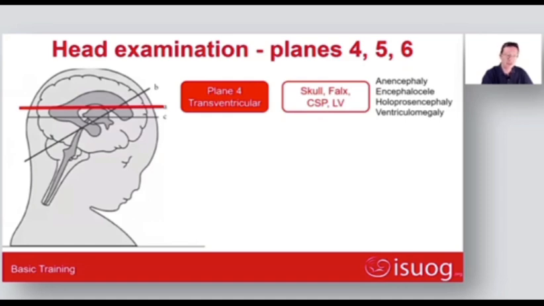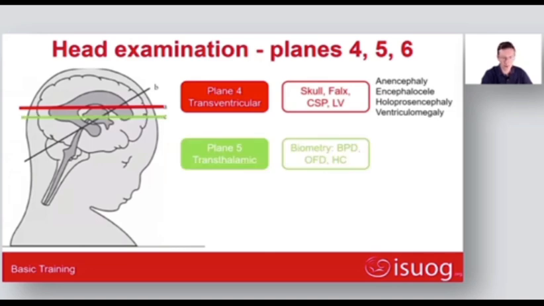plane. This plane is very important because it gives you important information about the skull, the falx, the cavum of the septum pellucidum, and the lateral ventricles. From this plane, you can detect anomalies such as anencephaly, encephalocele, holoprosencephaly, and ventriculomegaly.